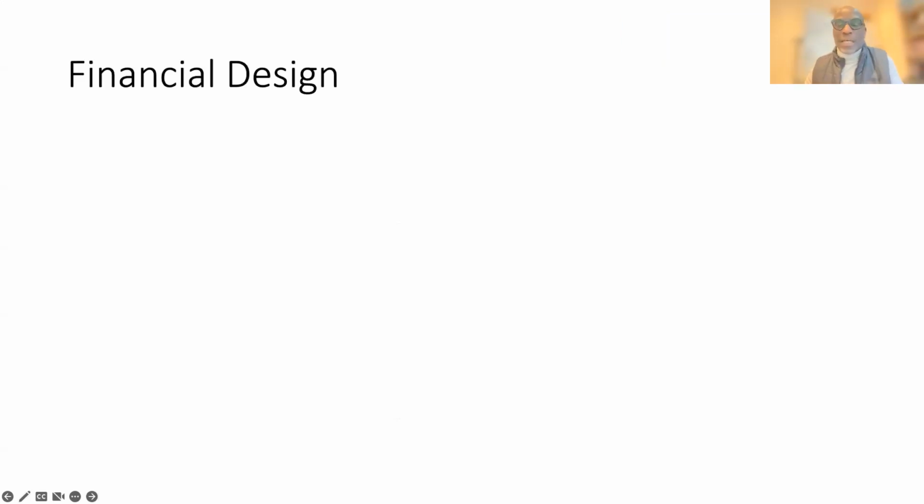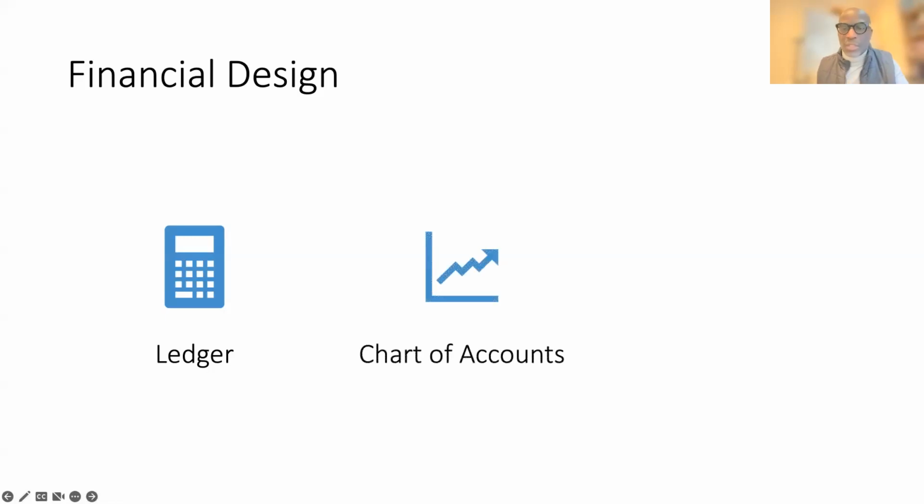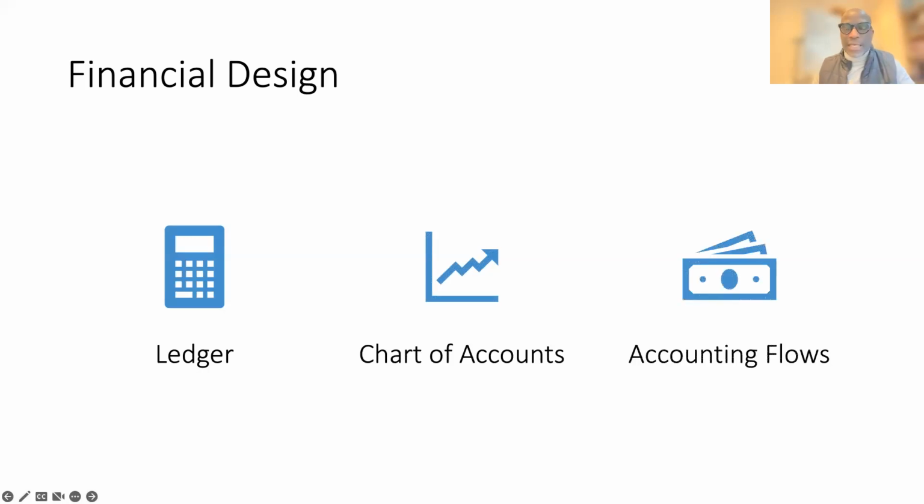So within the financial design, we have the ledger. There are three main types of ledgers. So we're going to go through each one: the primary ledger, secondary ledger, and the reporting currency. We'll go through that. We'll then go through the chart of accounts in terms of design principles of the chart of accounts. And then I'll show you some examples. And then we go on and look at the accounting flows and the derivation of accounting from a design perspective.